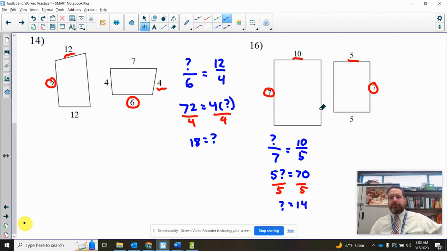Does that seem reasonable? Well, this one's a little easier to kind of see in your head, right? The small number doubled is what gives me the big number. And so 7 doubled gives me that 14. We're in good shape.